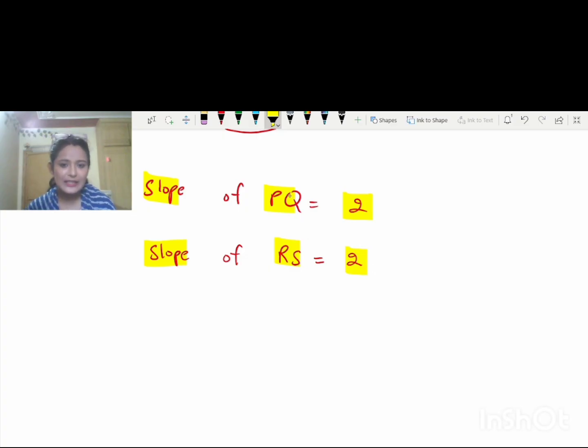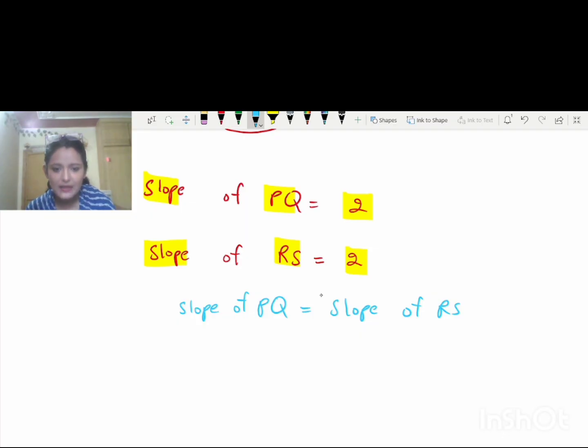So we can see in this case what is happening: slope of PQ is equal to slope of RS. So, very important point: whenever two lines have the same slope, it tells us these lines are parallel to each other. These lines are parallel to each other.